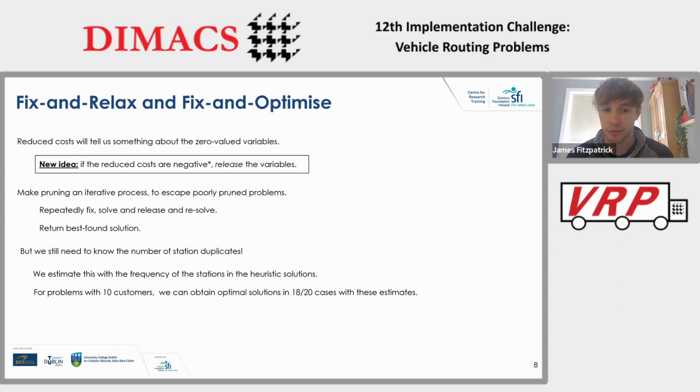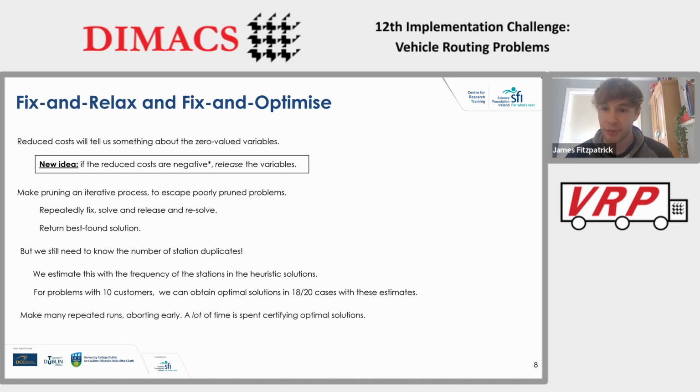Just from observations with the smaller instances, when we attempt to solve them to optimality without any reduction of the problem, we notice that when we have up to 10 customers, we can obtain optimal solutions in 18 out of 20 of the cases when we use these estimates for the duplication. And with the other two instances, we can get quite close to the optimal solutions as well.